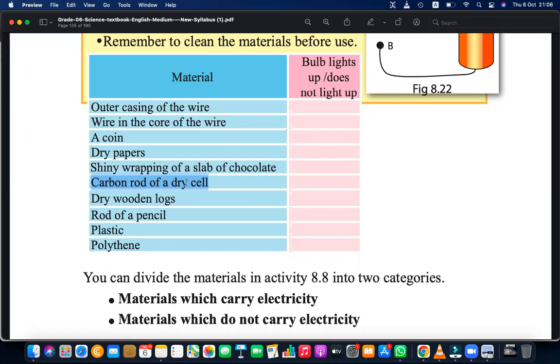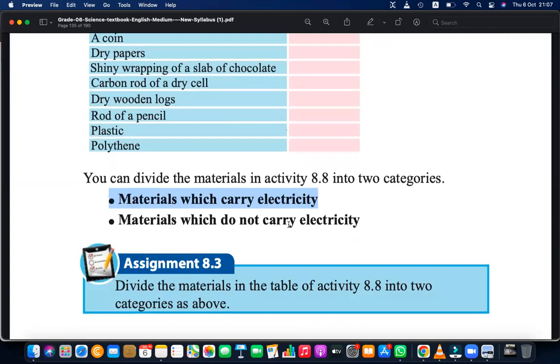Carbon rod, remember, son, why the carbon rod is a conductor. You should remember that in a battery you can see there's a carbon rod. So it will conduct. Dry wooden blocks, insulator. Rod of a pencil is again a carbon rod, so therefore it will again conduct. Plastic is an insulator, polythene is an insulator. The metals that carry electricity are called conductors. The materials which do not carry electricity are called insulators.